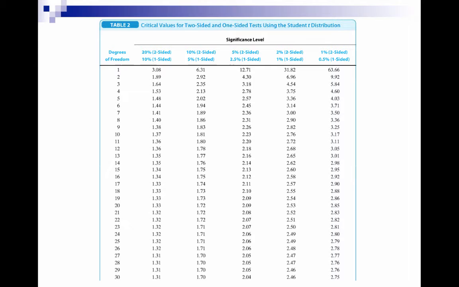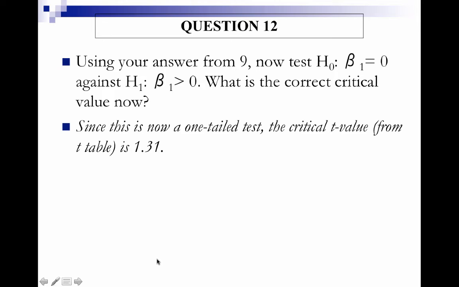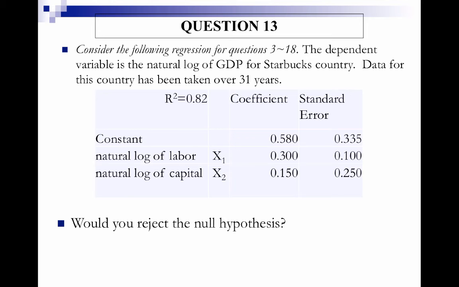So the critical t-value is going to be, so 10% one-sided. We go down, we see degrees of freedom equal to 28. We see that we get a value of 1.31. Okay, so the critical t-value is 1.31. And do we reject the null hypothesis?